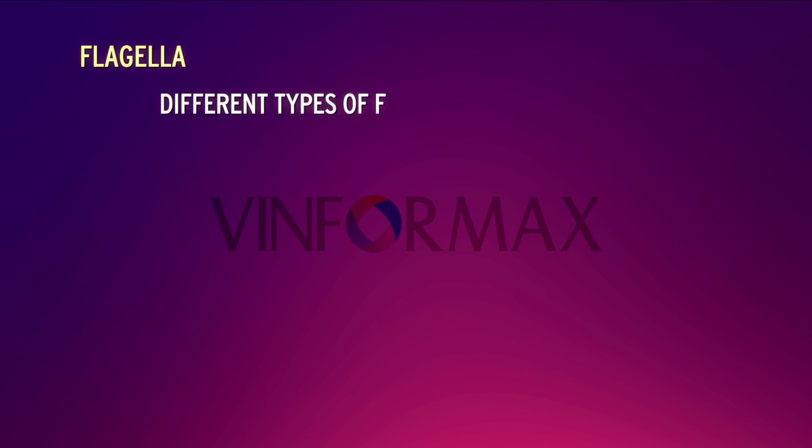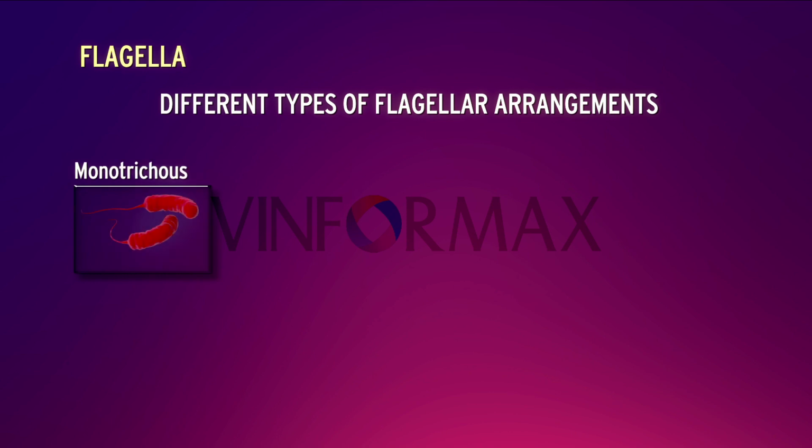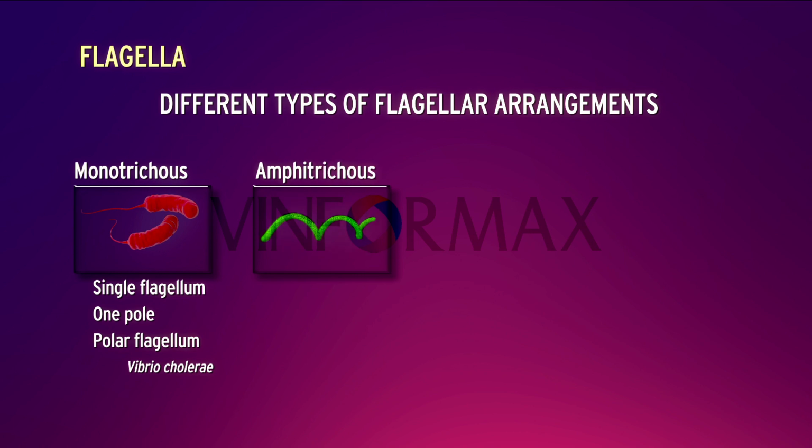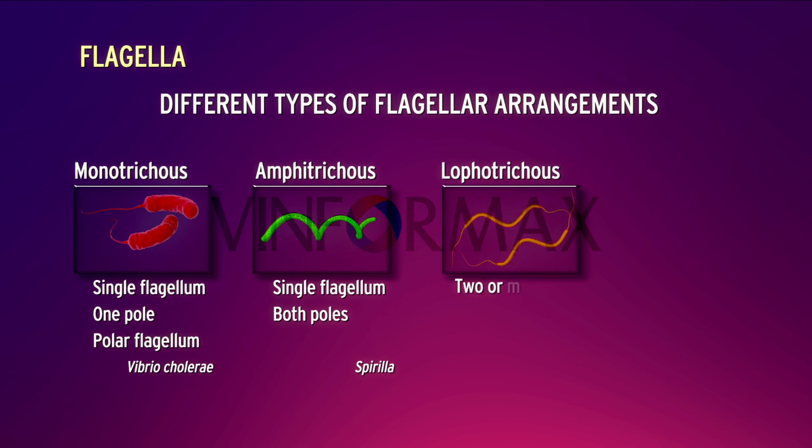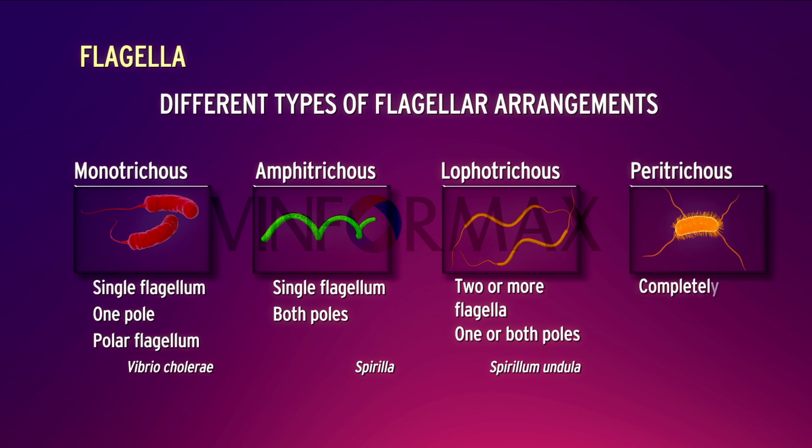The different types of flagellar arrangements are: monotrichous, a single flagellum at one pole, also called polar flagellum. Example, Vibrio cholerae. Amphitrichous, a single flagellum at both poles. Example, Spirilla. Lophotrichous, two or more flagella at one or both poles of the cell. Example, Spirillum undula. Peritrichous, completely surrounded by flagella. Example, E. coli.